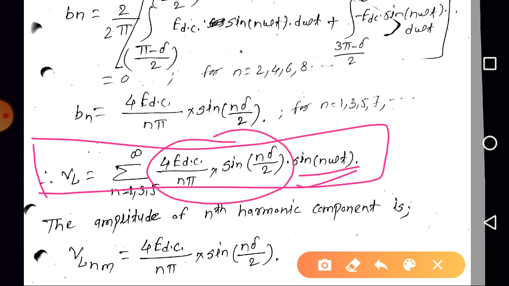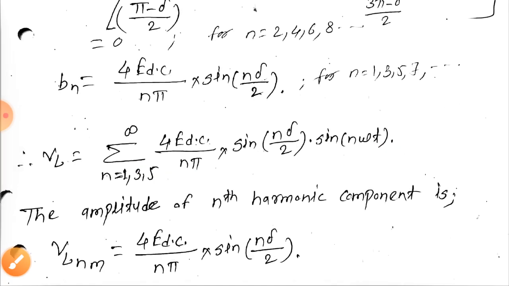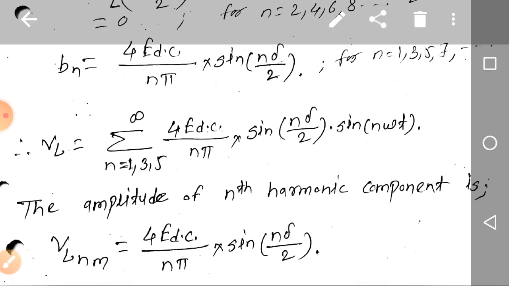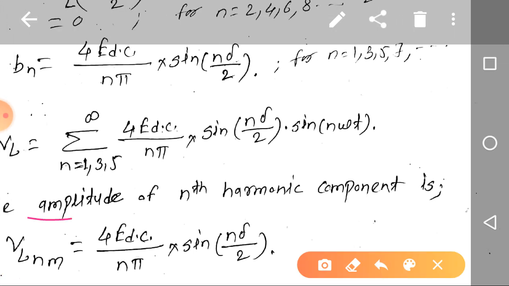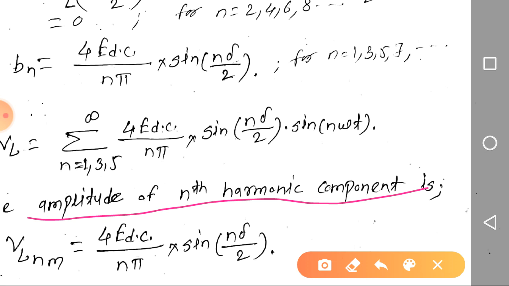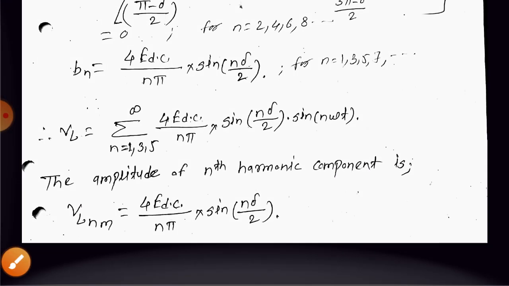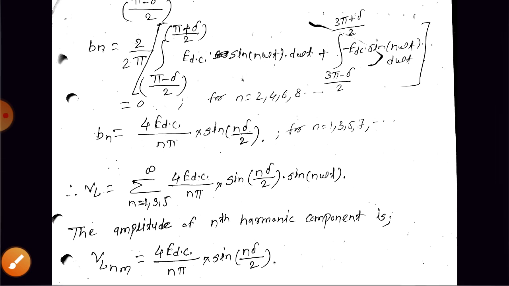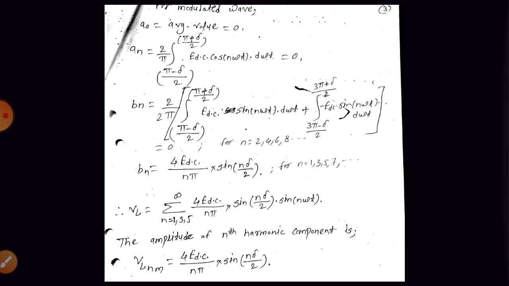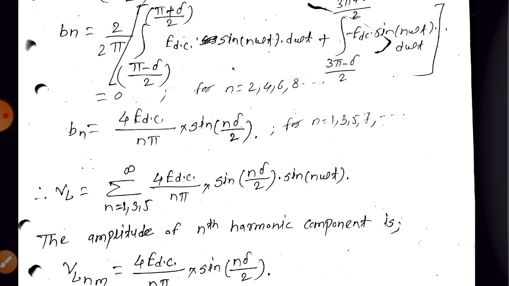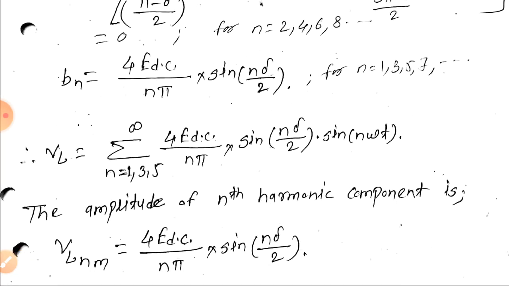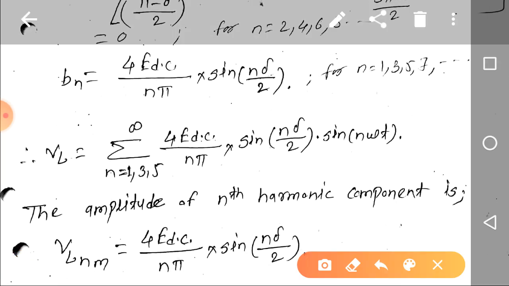Again, does the value of this Bn depend on the value of delta? Yes. The amplitude of the nth harmonic component is 4E_DC/(nπ) into sin(nδ/2), right? Now, suppose we are interested in removing a particular harmonic, so which delta we need to select, that we are going to discuss now, right?